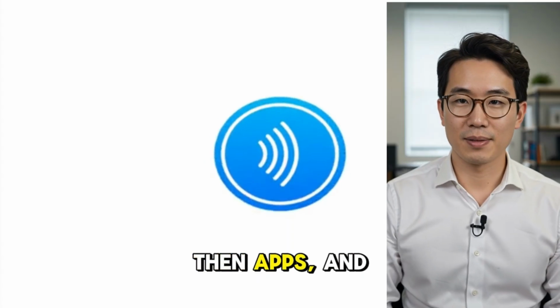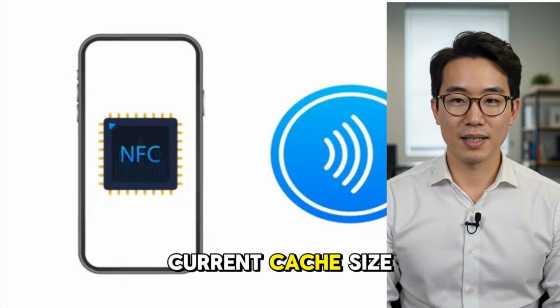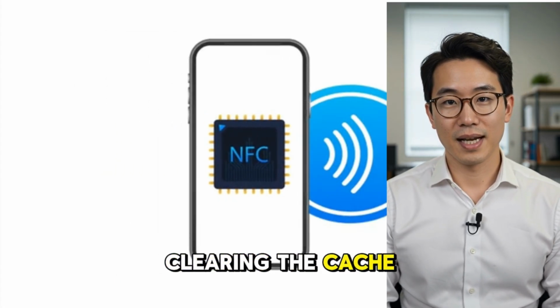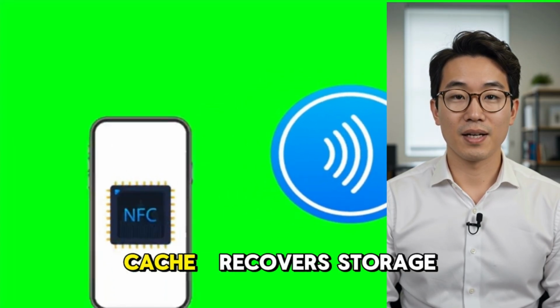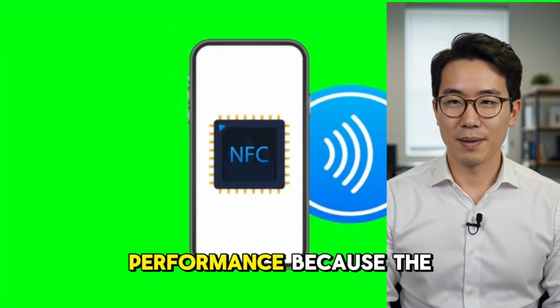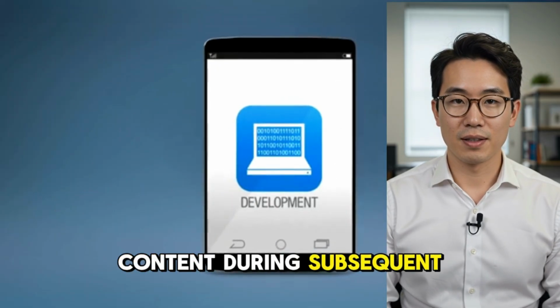Go to Settings, then Apps, and for each significant app, tap on Storage and Cache. You will see the current cache size. For apps with cache sizes above 100 megabytes, clearing the cache, not the data, which would remove your login and preferences, but only the cache, recovers storage immediately and typically produces no noticeable degradation in app performance, because the cache simply rebuilds from current network content during subsequent use.